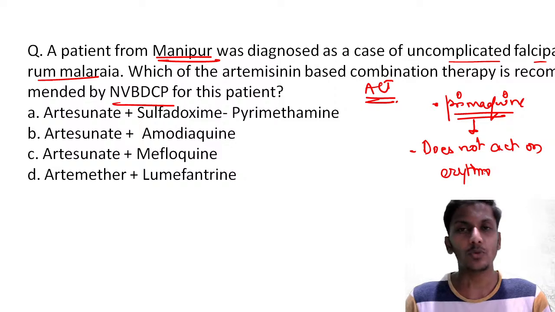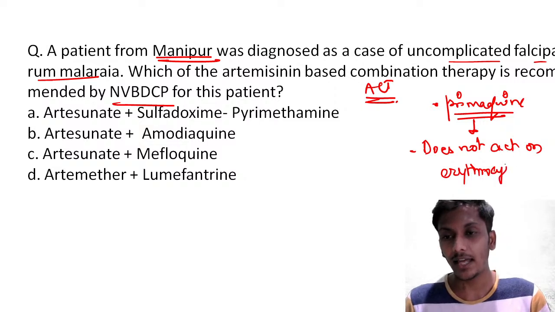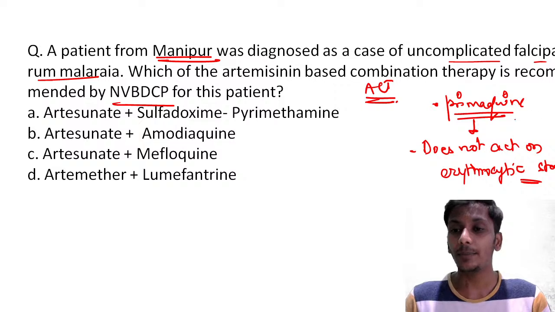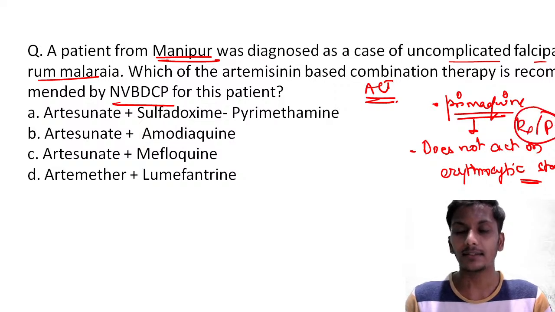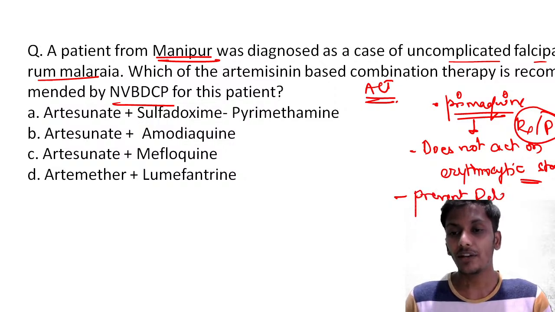As we all know, Plasmodium species reside in the RBCs of an individual. That is the erythrocytic stage. But primaquine does not act on the erythrocytic stage of Plasmodium species. Therefore, it cannot be used for treatment or prophylaxis. So what is it used for? Please remember, it is used to prevent relapses. To prevent a relapse of malaria, primaquine is generally used.